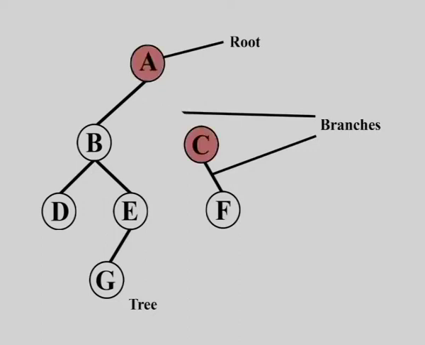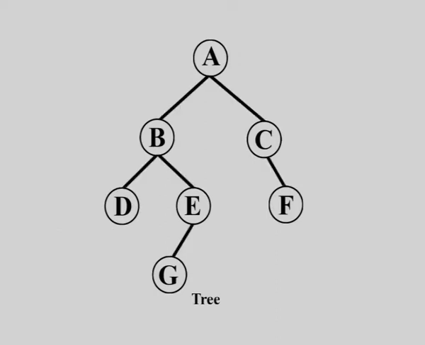Here in this figure, the line connecting node A and node C is a branch. Similarly, the line connecting node E and G is a branch. In this tree, there are 6 branches. All the nodes except the root node have a parent node associated with them. Here in this diagram, A is the parent of B and C. Similarly, B is the parent of D and E. C is the parent of F. Node A does not have any parent because it is a root node.